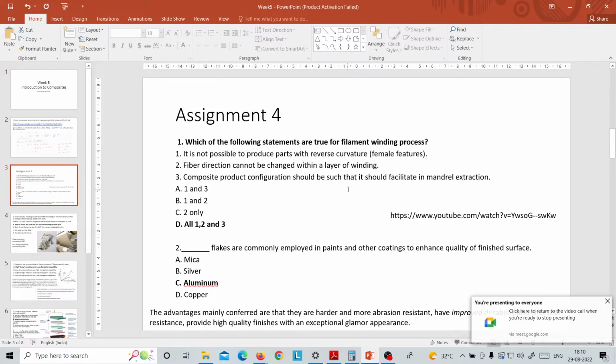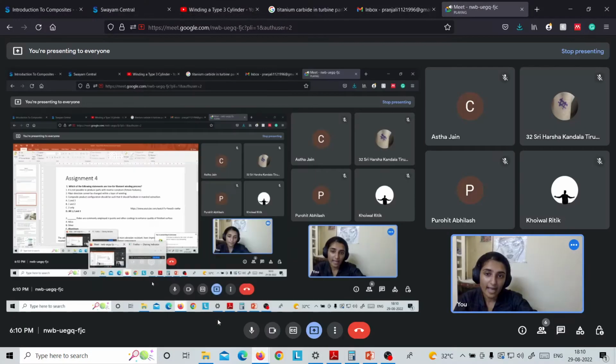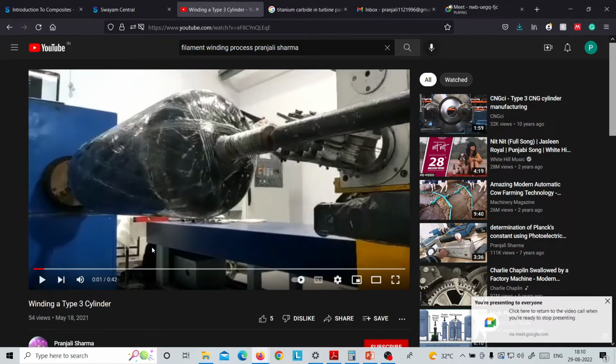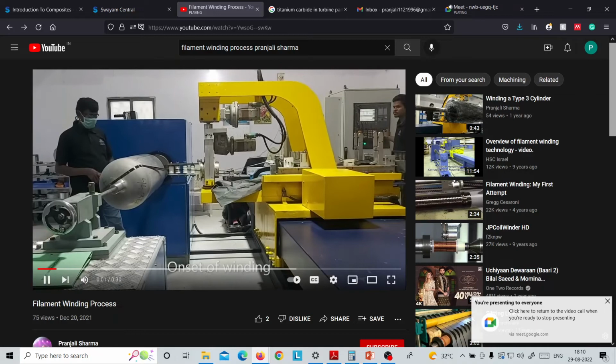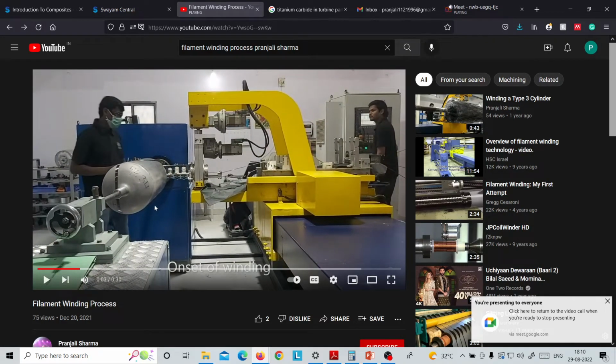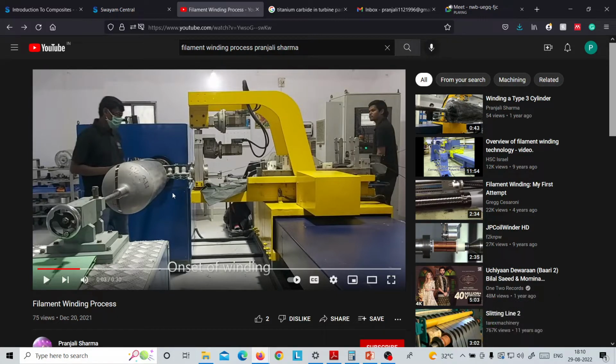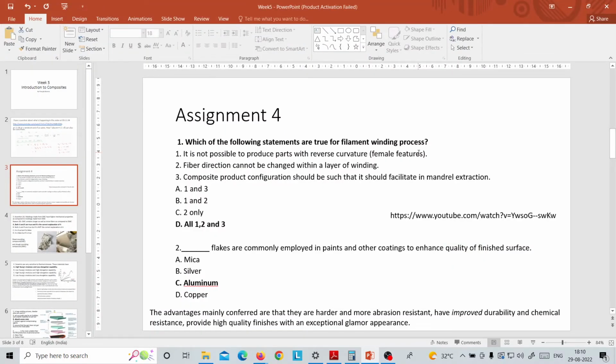Then the third point states that the composite product configuration should be such that it facilitates mandrel extraction. As seen in this process, we have already fixed this initial solid surface inside the composite structure. If we want to extract this solid surface from within, we use collapsible mandrels. It has a lot of wires and structure so that when we open the screws, the entire mandrel converts itself into straight lines and easily gets extracted from these openings, and only the composite part remains with us. So if we want to manufacture only the composite using the filament winding process, mandrel extraction should be kept in mind. Therefore, option D, that is 1, 2, 3, all three are correct.